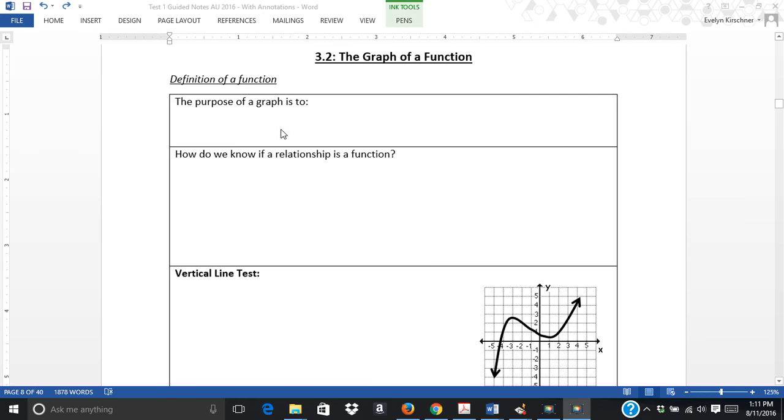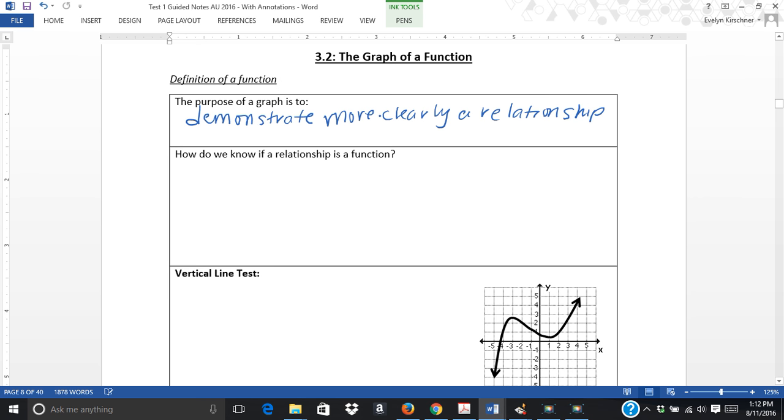We're going to start talking about functions. So we have to talk about a function. The first thing I want to know is, what is the purpose of a graph? Well, think about it. The purpose of a graph is to demonstrate more clearly a relationship between two variables.